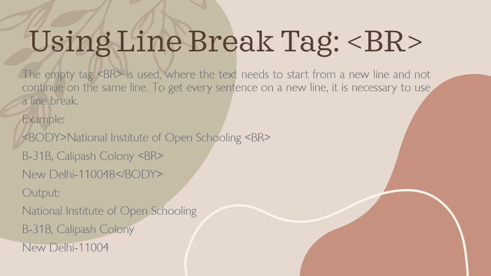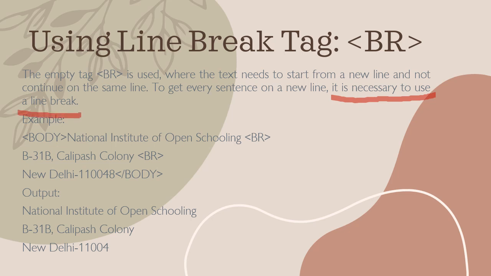And the next tag we have is BR. This is an empty tag, and it is used where the text needs to start from a new line and not continue on the same line. To get every sentence on a new line, it is necessary to use a line break.